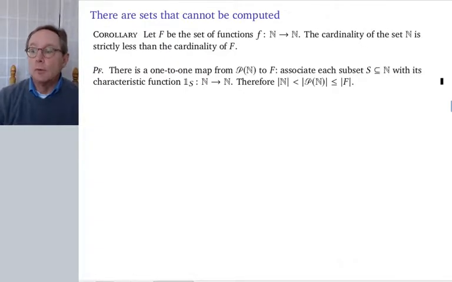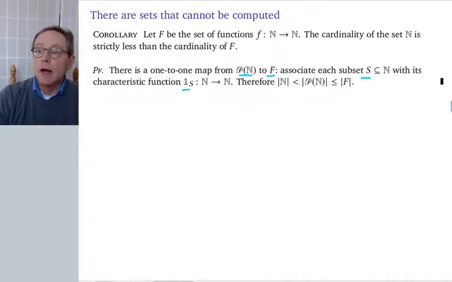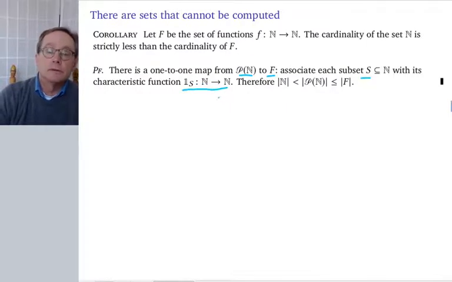So we're trying to find a map that associates subsets of the naturals with functions. And our map is going to be, given a subset of the naturals, you connect it in your mind with its characteristic function. So it's going to be taking sets of natural numbers and putting out functions. So for each subset, it puts out a function.